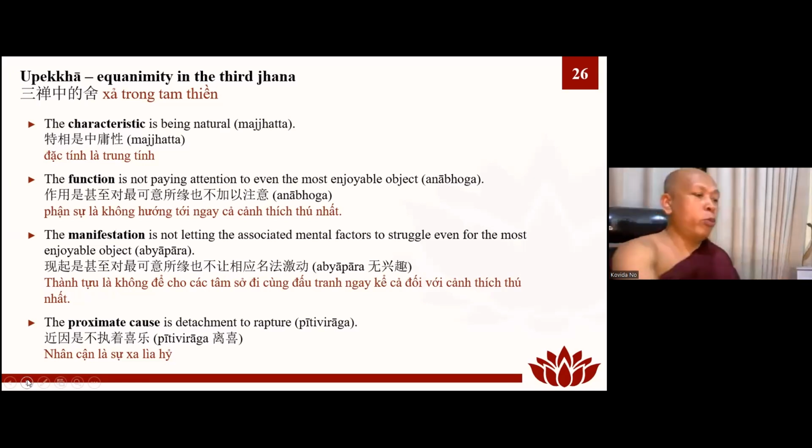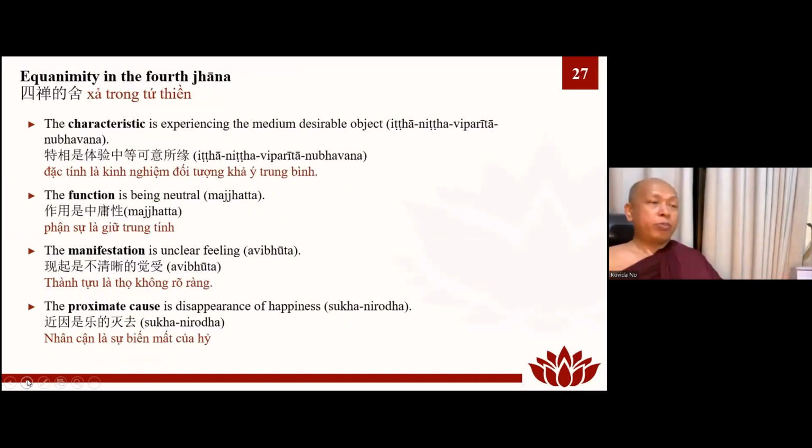Then one more equanimity: equanimity in the fourth jhana. The characteristic is experiencing a medium desirable object. So too much desirable objects, right? Sometimes we have excitement, right? Here, it is like a medium desirable object.